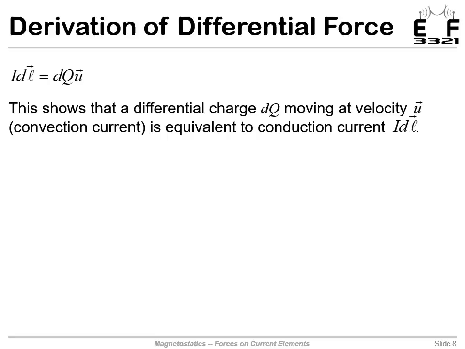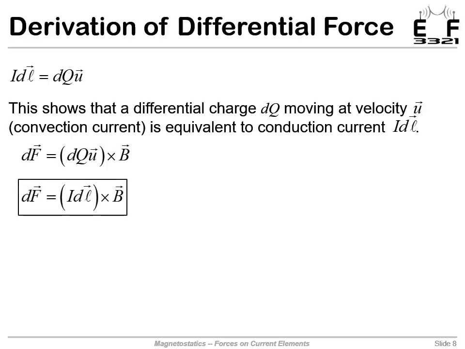So this is really saying that our differential current element is like differential charge moving at velocity u, and that dqu is really a convection current, but it is equivalent to the conduction current IDL. So that's where we were. We had our differential force equals dqu cross b. So since we have this equivalence of IDL and dqu, we can replace dqu with IDL, and we arrive at the equation we presented at the beginning for differential force.